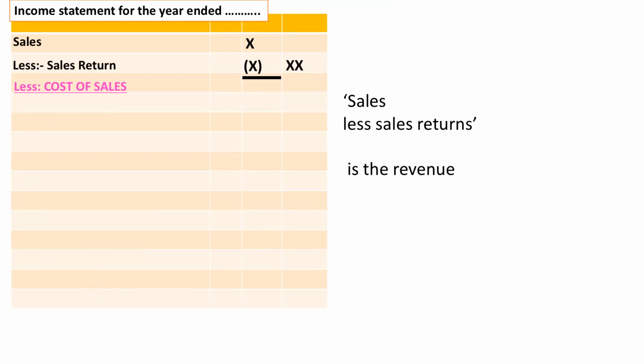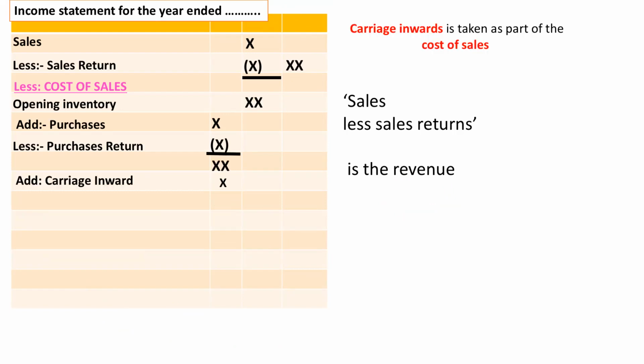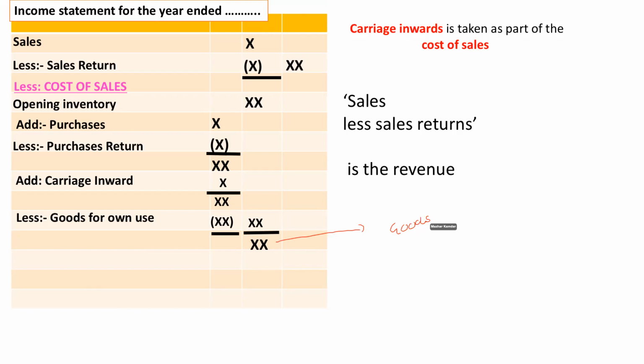Revenue less cost of sales. Cost of sales is opening inventory plus purchases minus closing inventory. Purchases has a lot of adjustment. Purchases less purchase return would give you net purchases; add carriage inward, which would give you an amount. From that, you would subtract two things: goods for own use, and you arrive at a figure of opening inventory plus purchases. This would be the goods lying in the godown now.